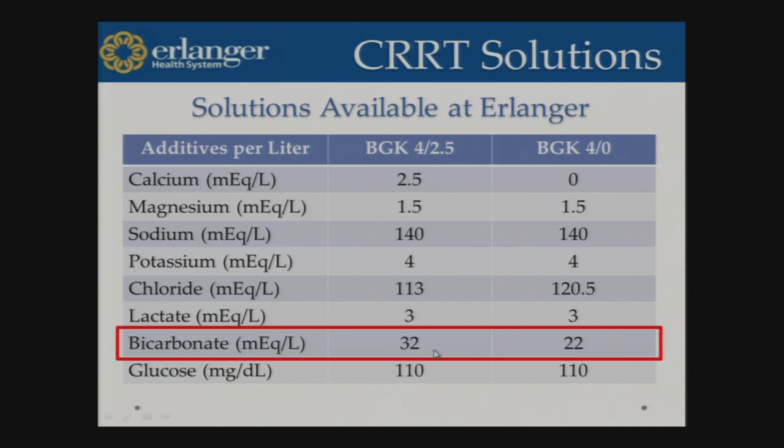So the caveat to not using calcium-containing solutions is that if your patient is severely acidotic and you need to get rapid correction of that acidosis, the physician may choose the 4 2.5 because it's got a higher bicarb concentration. Okay. Once that acidosis is corrected, they should switch. Okay.